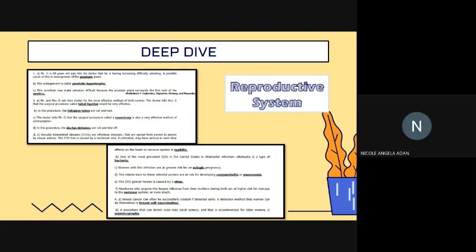A detection method that a woman can do herself is breast self-examination. B. A procedure that can detect very small tumors and that is recommended for older women is mammography.